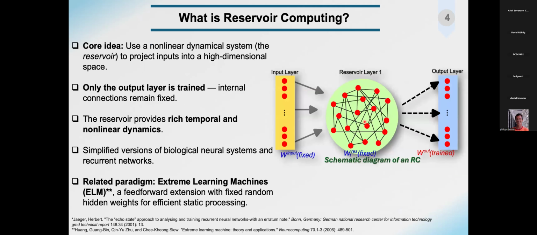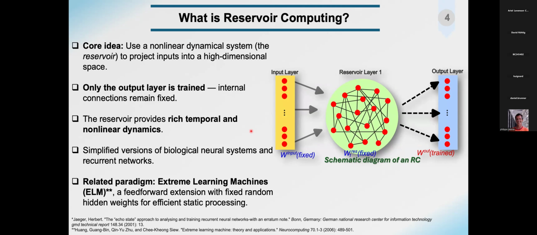Now that we have explored the general structure of a reservoir computing system, let's dive in a bit deeper. The core idea of reservoir computing is to leverage a nonlinear dynamical system known as the reservoir to map input data into a high dimensional feature space. And this mapping simplifies downstream tasks like classification or prediction by embedding the data in a more expressive, feature-rich representation.